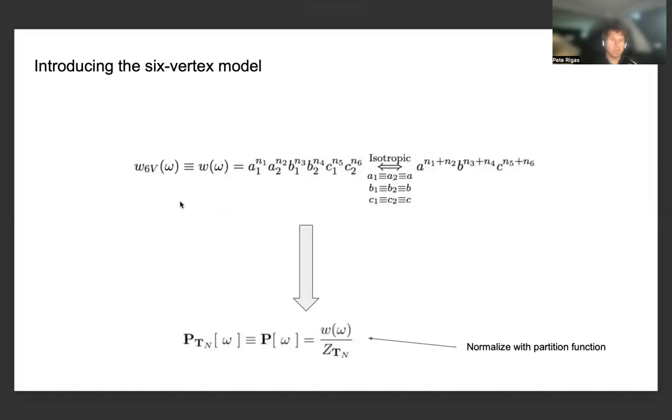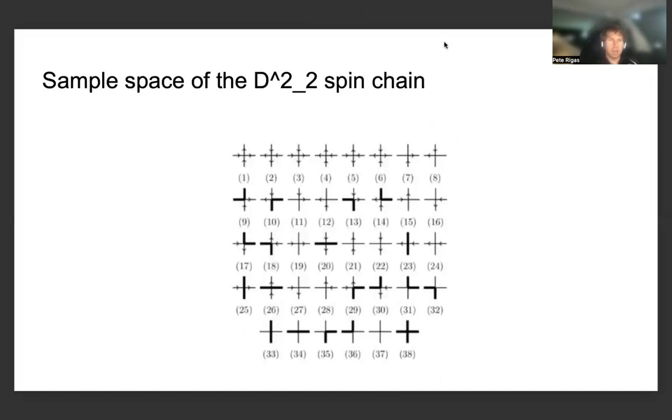And we can express the weight of the six vertex model given by the fact that it can be given as a product of A terms, B terms, and C terms. And under an isotropic parameter choice, we can project these two coefficients to a single weight, B1 and B2 to a single weight, as well as C1 and C2 to a single weight. And we can obtain a probability measure by normalizing by the partition function of the torus.